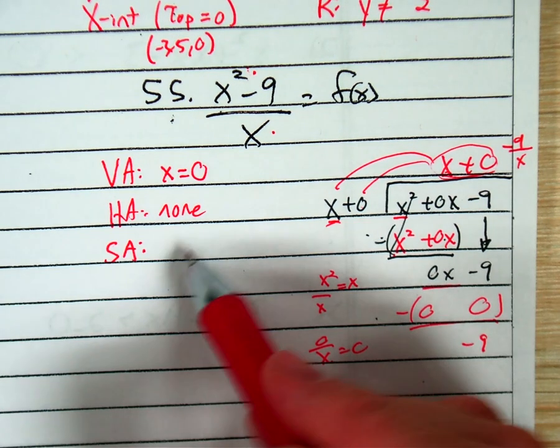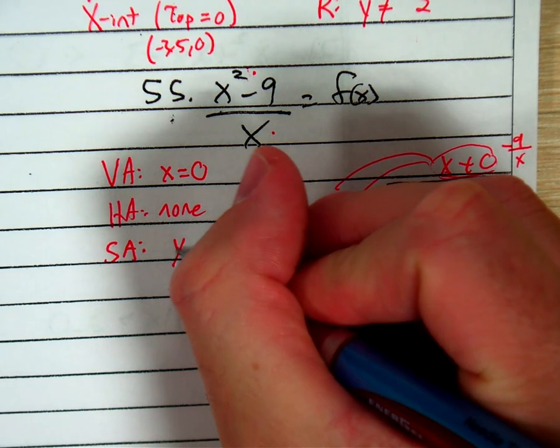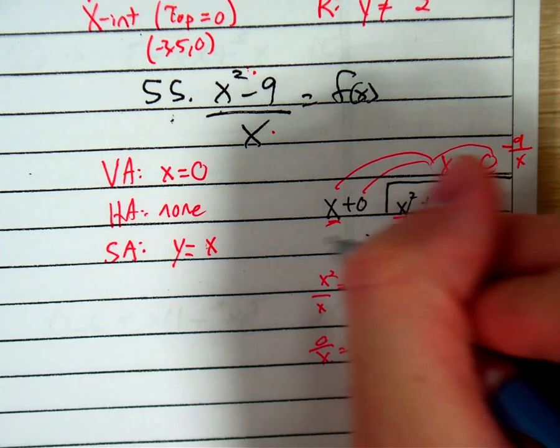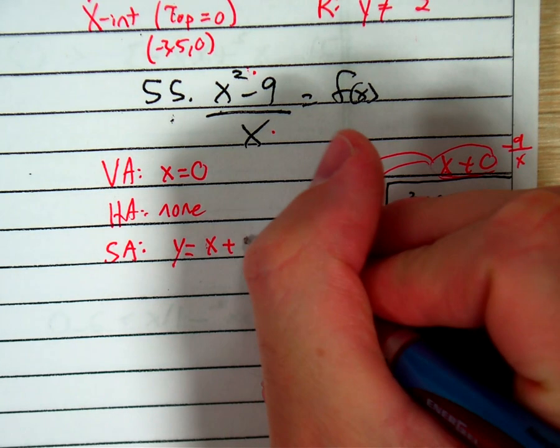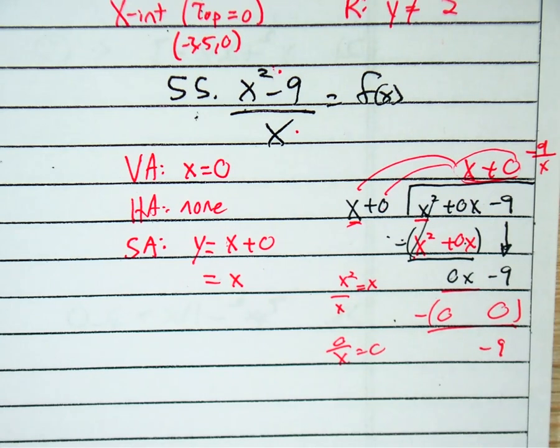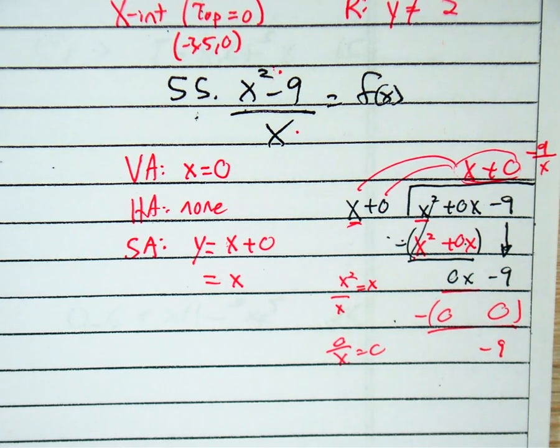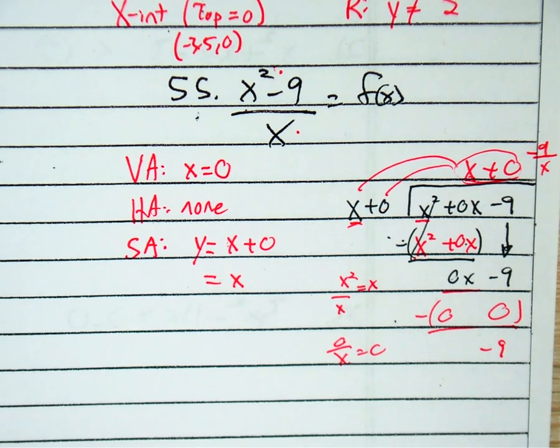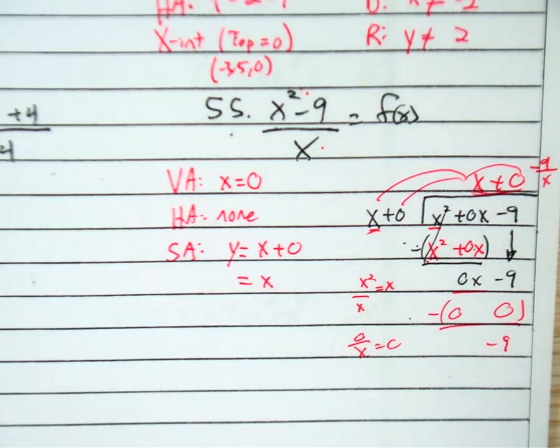That is your slant asymptote equation. You could do just y equals x, or you could have the x plus 0. It's the same thing. So there's our asymptotes. And then we need x and y intercepts.